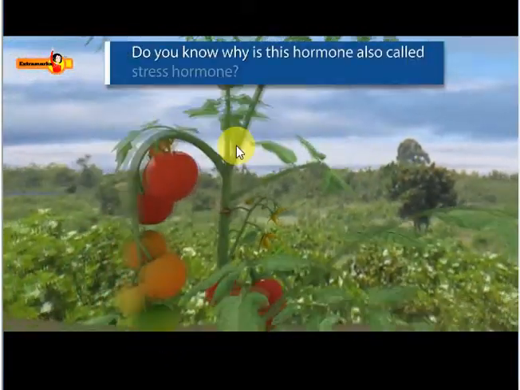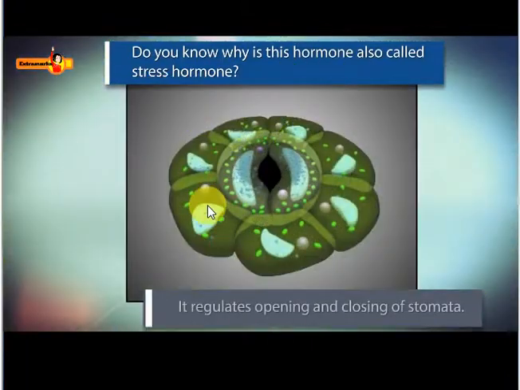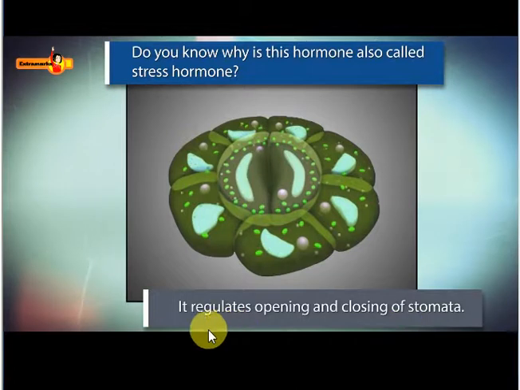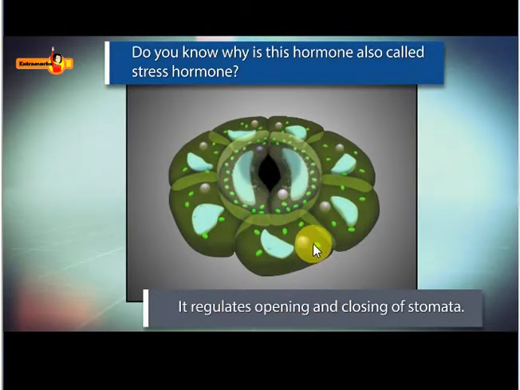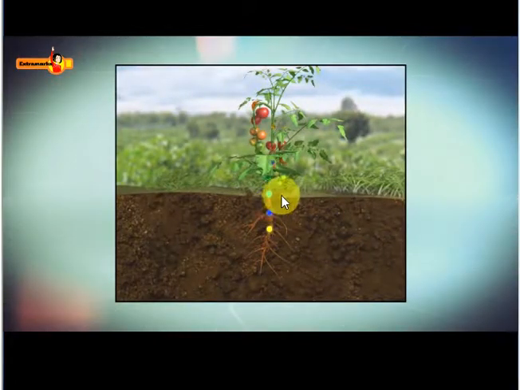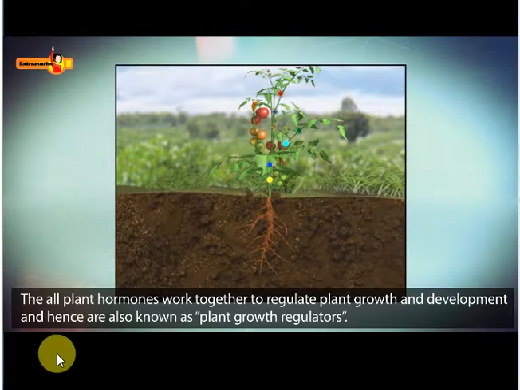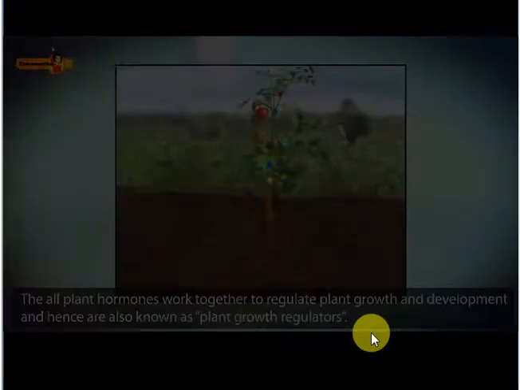Do you know why this hormone is also called stress hormone? It is just because this hormone induces closing of stomatal aperture under unfavorable environmental conditions. These 5 phytohormones work hand in hand to facilitate control and coordination in plants. They all work together to regulate plant growth and development and hence are also known as plant growth regulators. Plant hormone.